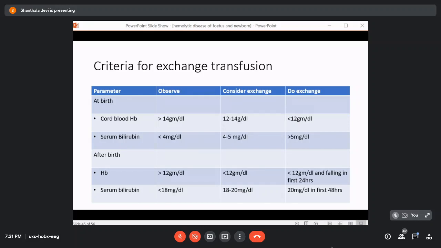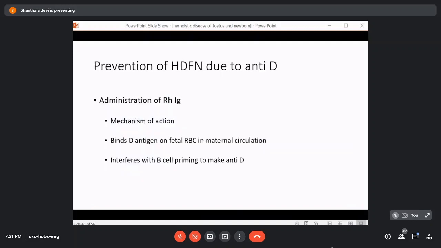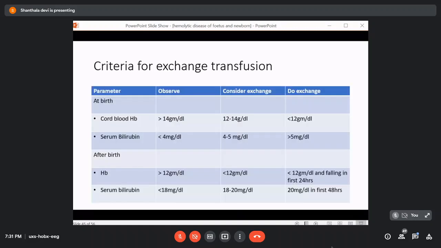I will not go into the details of exchange transfusion. The blood which is to be transfused generally will be negative for the antigen for which the mother has developed an antibody. For example, if we are talking about Rh antibody, we will transfuse Rh negative blood and the mother's blood group or the common blood group.